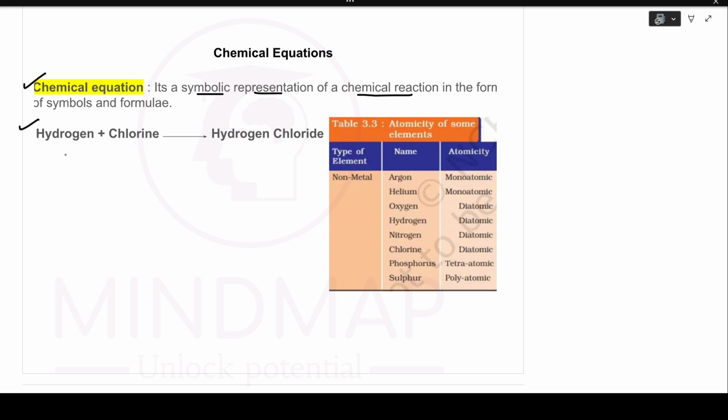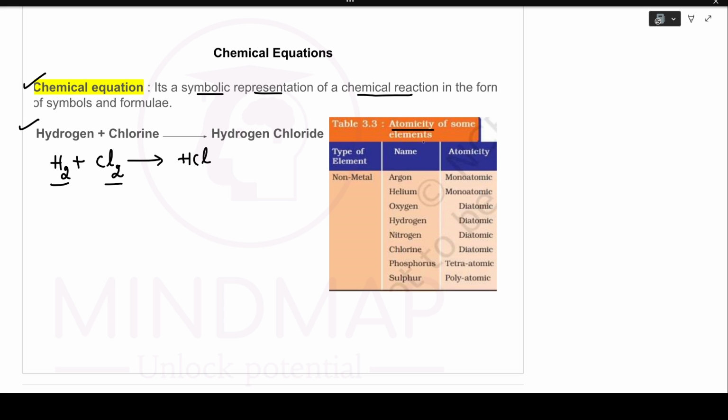So just write the symbols of each element. Hydrogen is what? H, right? But we will write H2 plus chlorine. The chlorine symbol is Cl, but here we will write Cl2. I'll explain why. Now this gives hydrogen chloride, HCl. Now why have we written H2, Cl2 here? That is because of the atomicity.